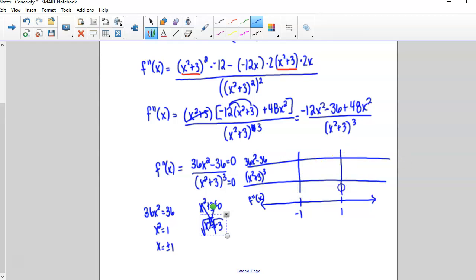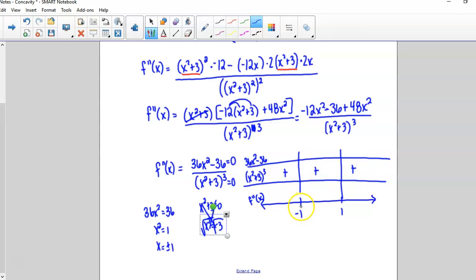And so, if you look at this, x squared plus 3 is always positive, because when you square something, it's positive, and then you add 3 more to it, so it has to be positive. So this row is all positives.